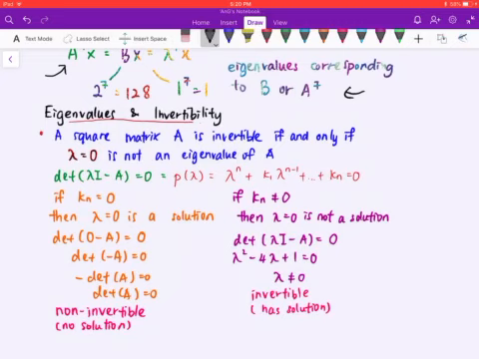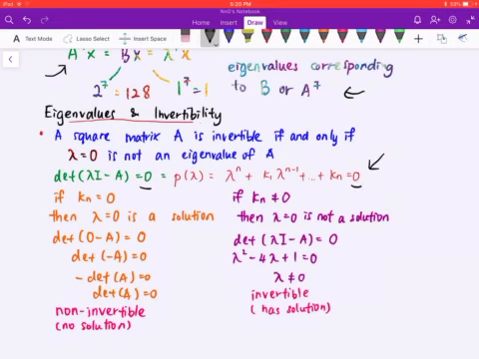This is just a proof for eigenvalues and invertibility. A square matrix A is invertible if and only if lambda equals 0 is not an eigenvalue of A. Why? Let's look at this condition. The determinant of lambda I minus A equals 0 is the characteristic equation that we use to solve for the eigenvalues. You could find out that it can be expressed in the form of a polynomial equation, maybe lambda squared plus 2 lambda plus 1 or something like this. This must be equal to 0, right?